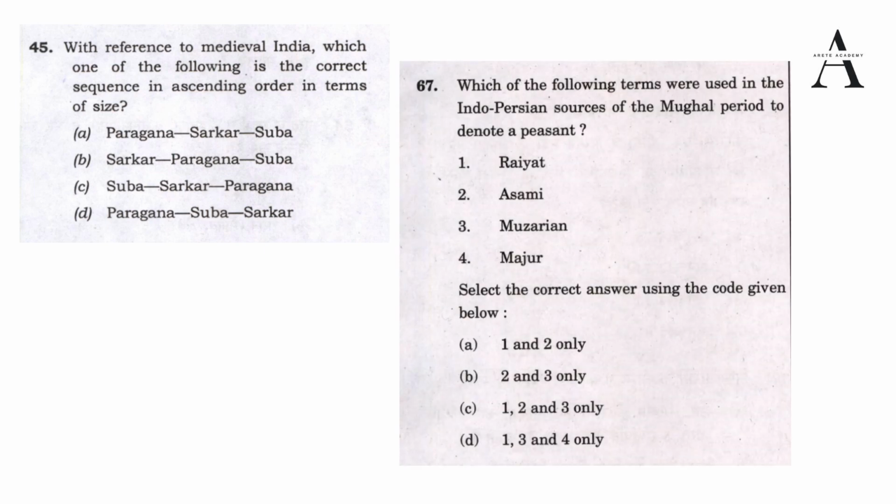Now we have another question. This question asks which of the following terms were used in the Indo-Persian sources of the Mughal period to denote a peasant: first is Riayat, second is Asami, third is Mujarian, the fourth is Majur. So we have to find the right answer. We will discuss it by the end of this video, you will get the answer, and you will understand from where you should cover it. Through this video we will discuss it holistically so that there is no scope for you to go and refer to it somewhere else.